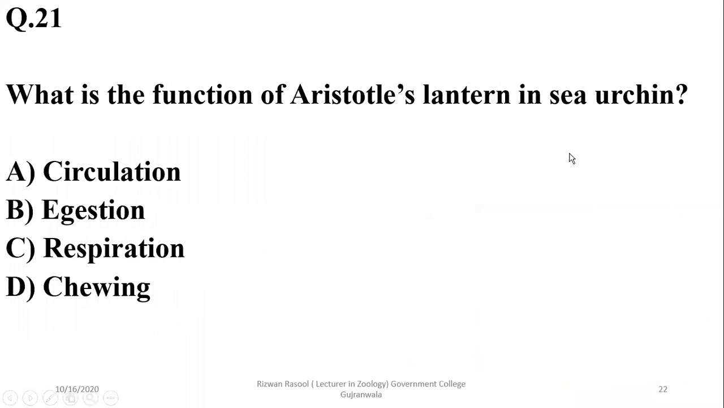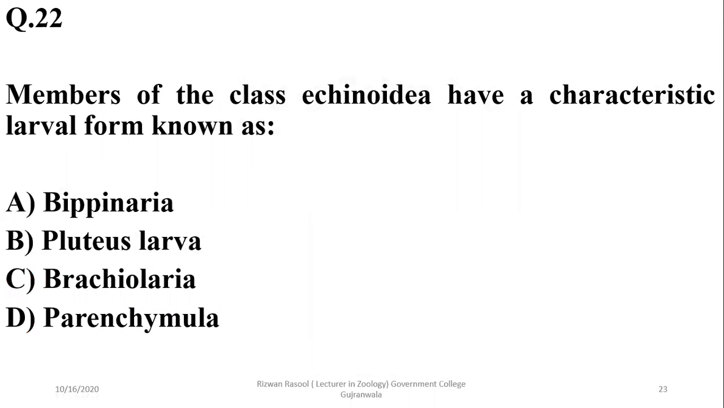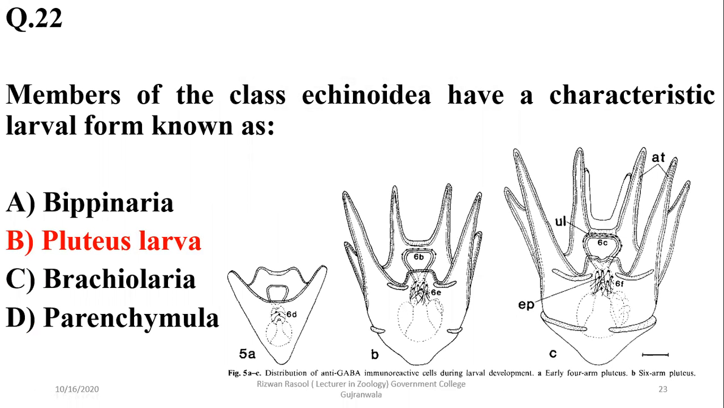Number 21. What is the function of Aristotle's lantern in sea urchin? It is concerned with chewing, and in sea urchins, it is a hard chewing apparatus, which is known as the lantern or Aristotle's lantern. So the right option will be delta. Members of class Echinoidea have a characteristic larval form known as the pluteus larva. Bipinnaria and brachiolaria are common among Asteroidea or other classes. But class Echinoidea has a specific larval form, which is known as the pluteus larva, as shown in the diagram.